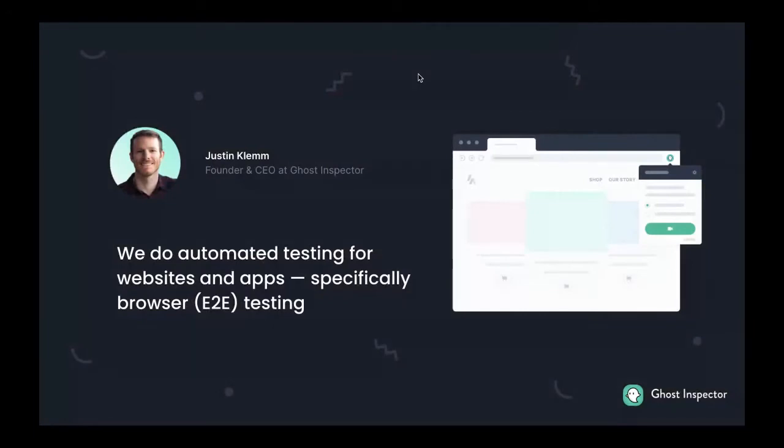My name is Justin Clem. I'm the founder and CEO of GhostInspector. And what we do is automated testing for websites and apps. And specifically, we do browser testing, or sometimes called end-to-end or E2E testing. And what we're doing is actually opening up your website or your app in a browser, and we're carrying out interactions, things like clicking and typing, just like a user would. And we're testing your website in a real world environment exactly as a user would encounter your website. So that's the type of testing we're going to talk about today.